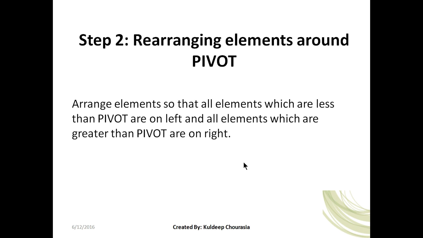Step 2 is rearranging elements around pivot. We have picked one of the elements as pivot. Now we divide the remaining elements into two sets. Set 1 contains elements which are less than pivot. Set 2 contains elements which are greater than pivot. So we rearrange the elements such that pivot is in the center, elements which are less than pivot are to the left, and elements which are greater than pivot are to the right.